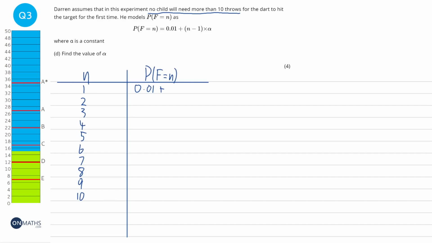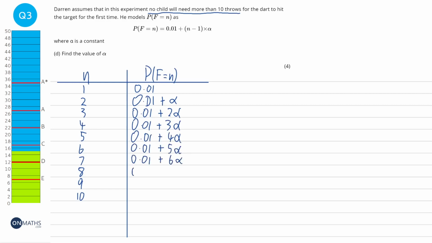So it's just going to be 0. And then the next one will be 0.01 plus 2 take away 1, which is 1, so it would just be an alpha. And then 0.01 plus 2 alpha, 0.01 plus 3 alpha, 0.01 plus 4 alpha, 0.01 plus 5 alpha, and you can kind of see what's happening here.